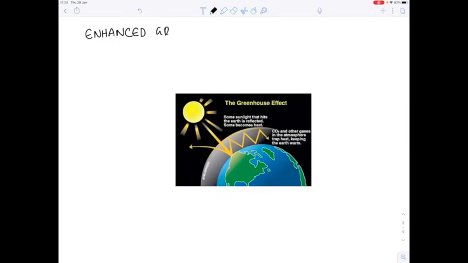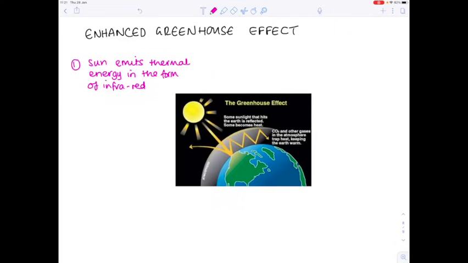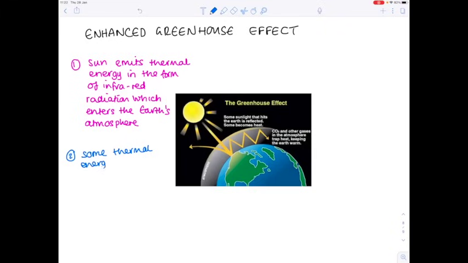Now, if you're doing the extended paper, you need to know quite a lot of detail to do with the greenhouse effect, and so we're going to use this diagram to help us. So the first thing to be aware of is the sun over here emits thermal energy in the form of infrared radiation, and that's going to enter the Earth's atmosphere. Now, some of this thermal energy is absorbed by the Earth, but then you find that some of it is reflected back out into space.